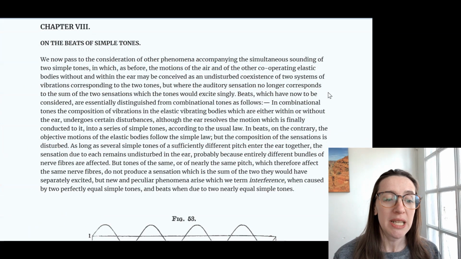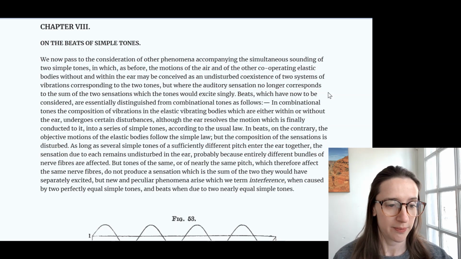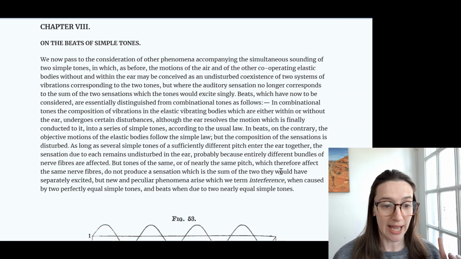Chapter 8 on the beats of simple tones. Last chapter we learned that two simultaneous tones create combination tones in our ear, but that only happens for notes that are different enough in pitch. Something different happens when the pitches are close together.